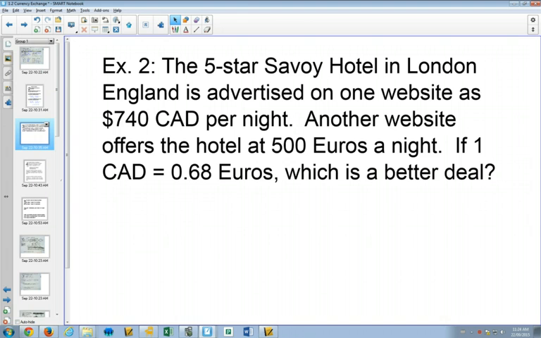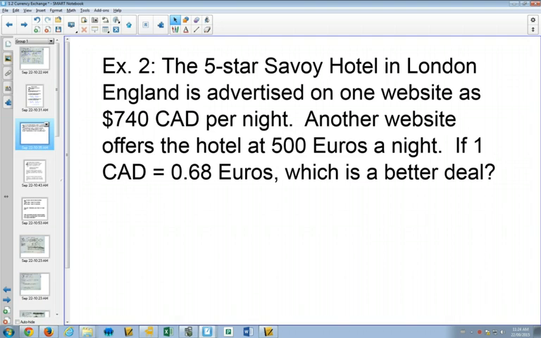Now, another website offers the hotel for 500 euros a night. Which is a better deal? The Euro one's a better deal because 500 is less than 740? No, it's because I already did the calculation. Oh, you did the calculations already. Okay. Well, we're going to figure it out.